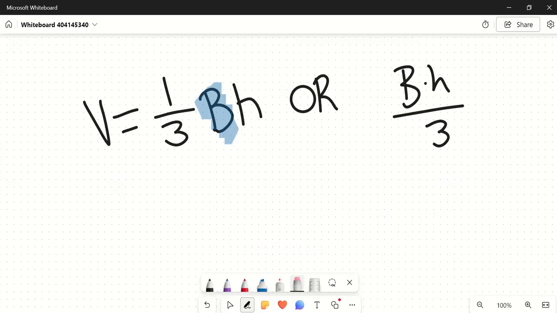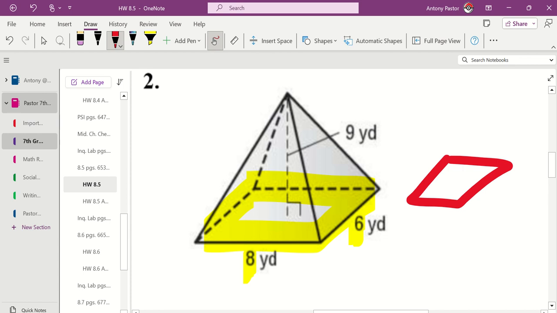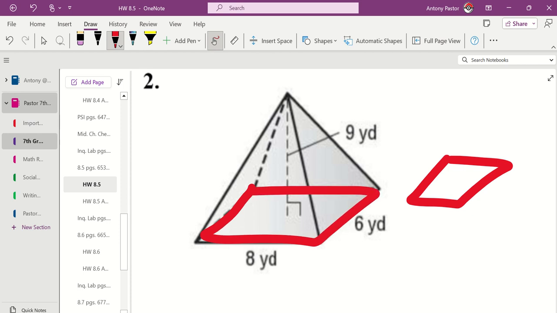So, if I were to dissect that pyramid, it would look something like this when I cut it up. So, the base of that pyramid is a rectangle. When they refer to base, they mean the shape at the bottom of the pyramid. They want you to find the area of the shape at the bottom of the pyramid. That shape is a rectangle. How do I find the area of a rectangle, ladies and gentlemen? In this case, length times width.